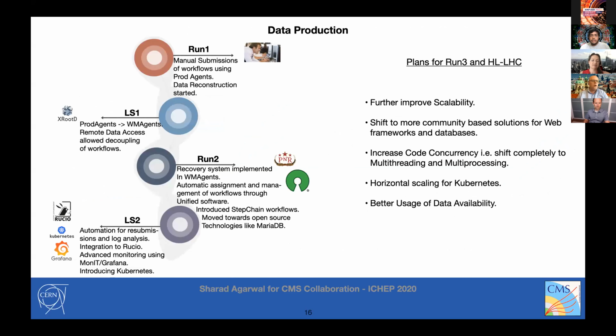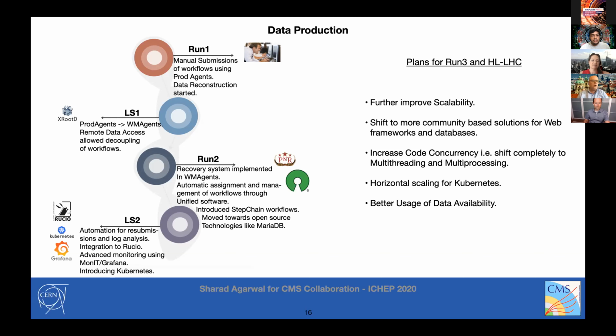The third and last point for the growth and evolution of CMS offline computing is data production. During Run 1, there was a lot of manual work involved, where many people used to manually submit workflows using ProdAgents. This ProdAgent is basically the ProdSkeptics we talked about in slide 6. Data reconstruction started during Run 1, because of course the data started coming in Run 1. During LS1, we migrated from ProdAgents to WMAgents, which was a major upgrade.